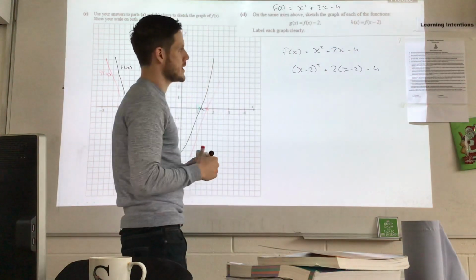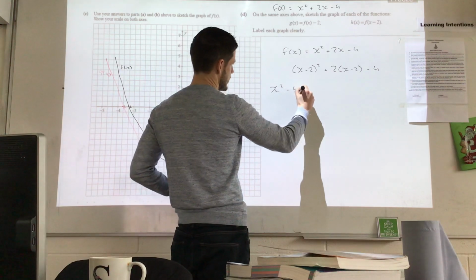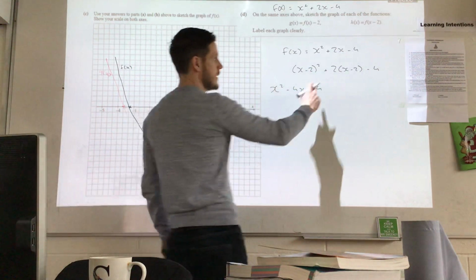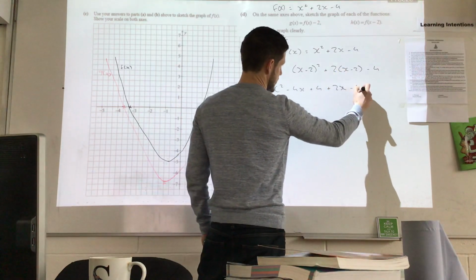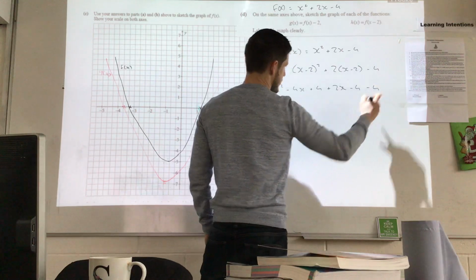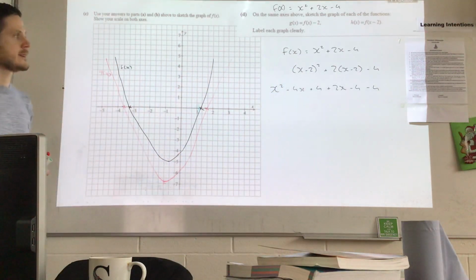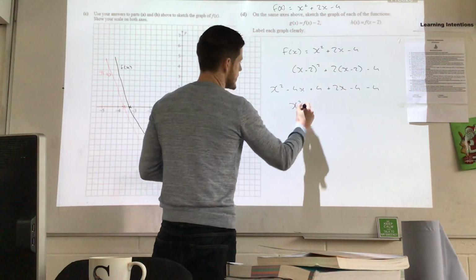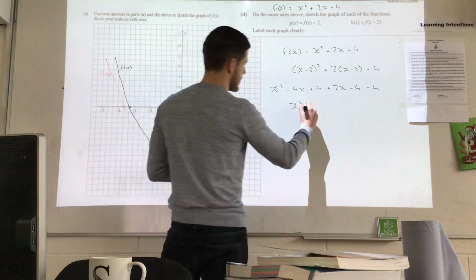(x - 2) squared, well, that's going to give me x squared minus 4x plus 4. You can do the grid method for that. And then it's going to be 2 times x is 2x, 2 times minus 2 is minus 4, and we've got minus 4 there. And what we can do is tidy that. We can add together our x's and our numbers, and we're going to be left with x squared, what was it, minus 2x plus 4.